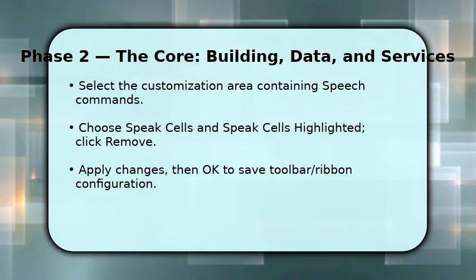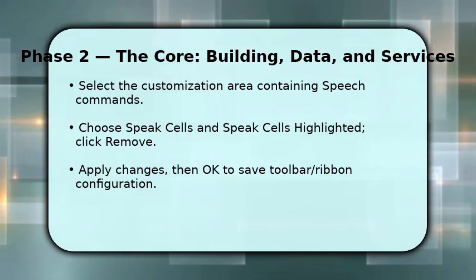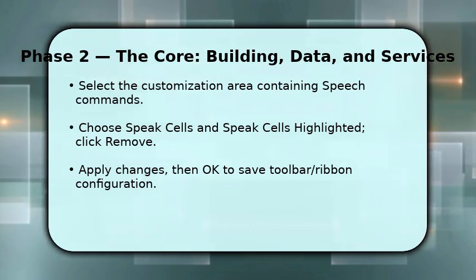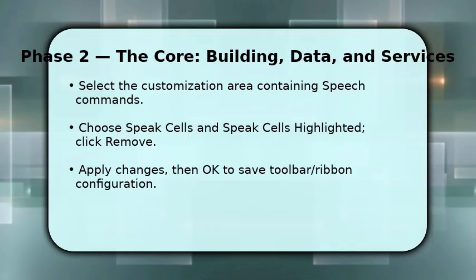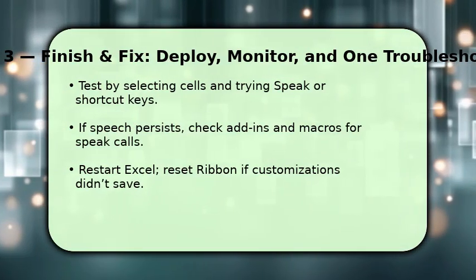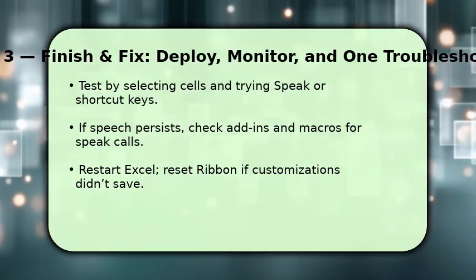Doing this removes the clickable controls that trigger speaking without altering Windows Narrator or other TTS settings. Finish by testing. Select a range and try the Speak command or any keyboard shortcut you previously used. It should no longer appear on the ribbon.